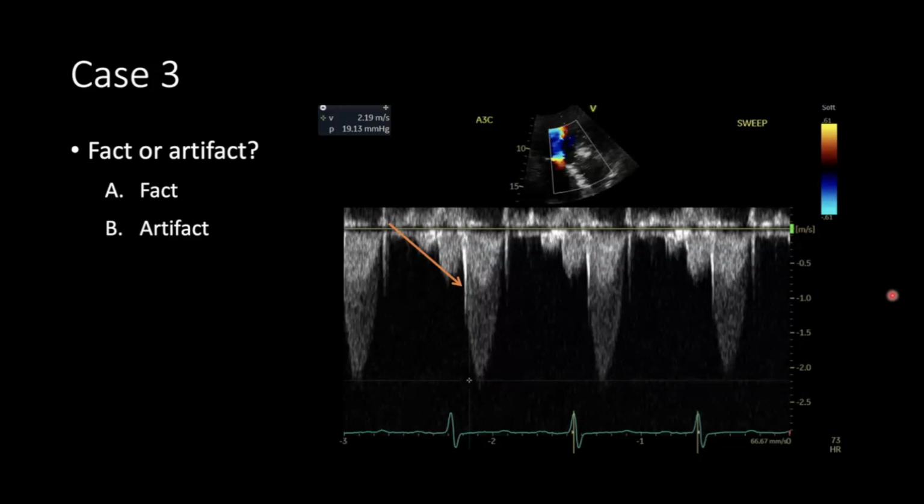Do you guys think it's real? Do you think it's an artifact? Couple minutes there for people to vote. Okay, most people think it's a fact. A couple people think it's an artifact. Is that kind of show of hands here? Anyone think it's an artifact? Most people think it's a fact. Okay, so since most of you think it's a fact, what do you guys think it is?